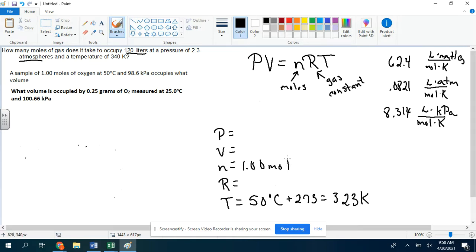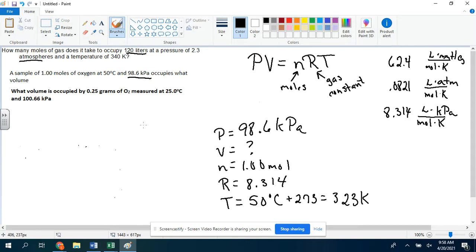And then 98.6 kPa, that's going to be your pressure. What volume? We are looking for volume. Now, again, we do not have an R. That's normal. You have to pick the R. If the pressure is in kPa, we're going to pick the R with kPa in it right here. So we're going to use this R this time, 8.314. Those R's are never going to change up there. You're going to use them every single time.